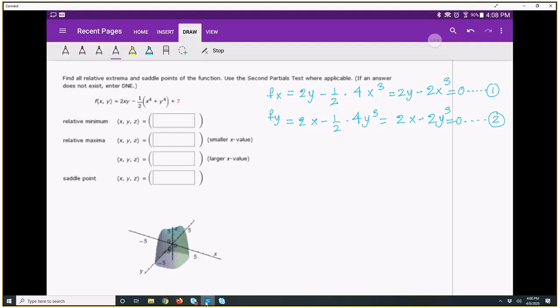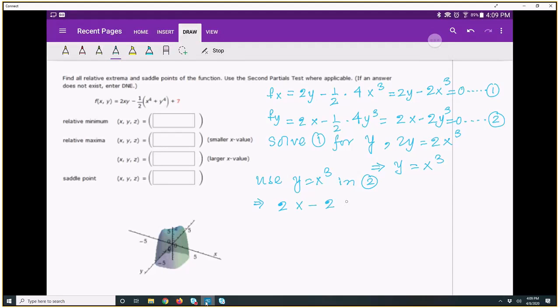Now pick any one of these two equations. So if I choose equation 1, I will solve this equation 1 for the variable that is easier to solve, and clearly it's y. So solve for y. And what I will get is 2y equal to 2x cubed. So dividing both sides by 2, I get y equal to x cubed. Then use this newfound value of y in the other equation, in equation 2, and I will get 2x minus 2y cubed. Remember, your y is x cubed.